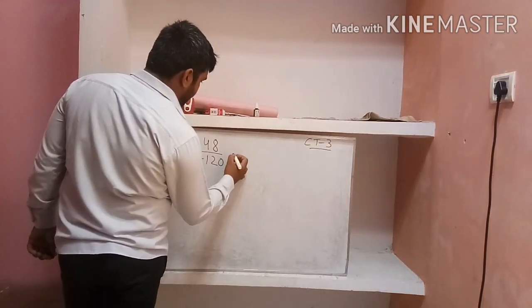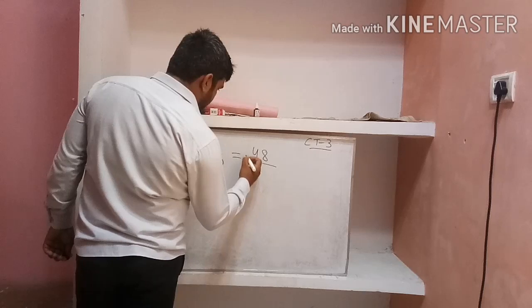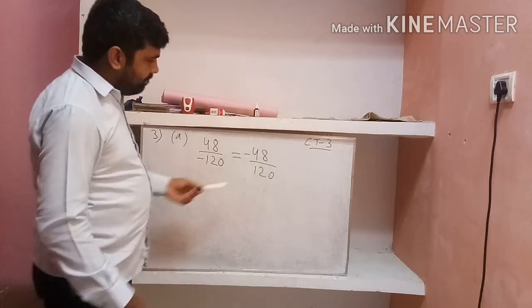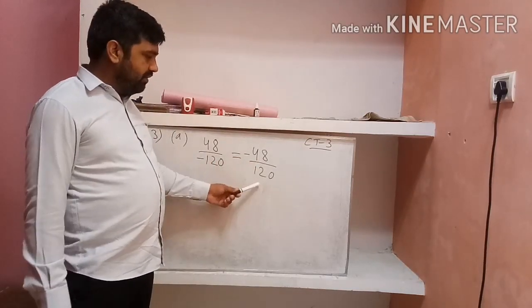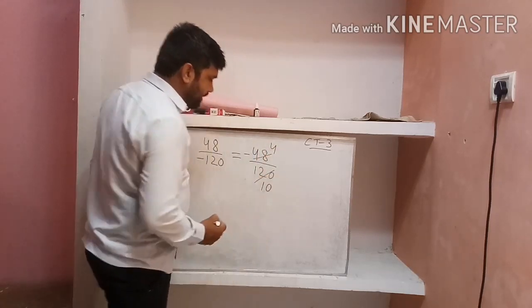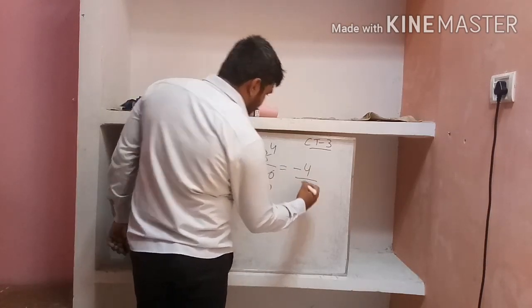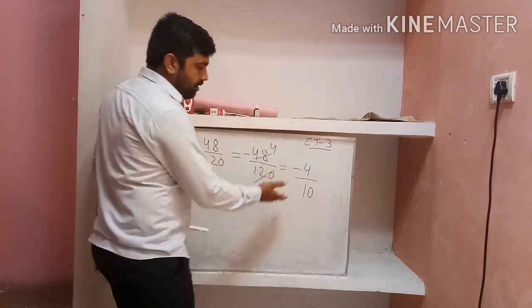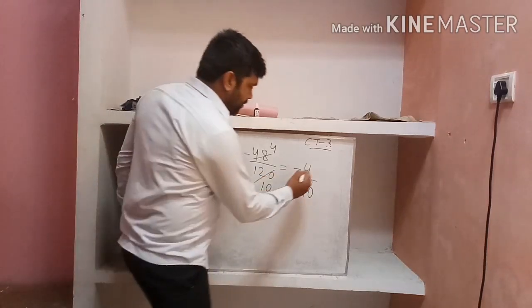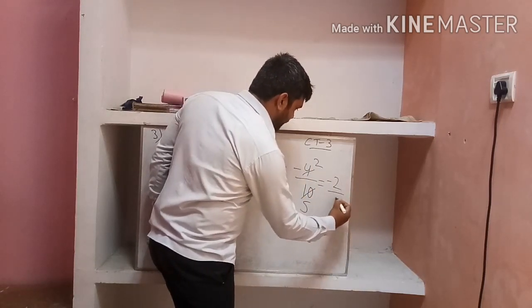Now see how we can do it. At present you can see this is minus 48 upon 120, and 48 and 120 are both divisible by 12. 12 fours are 48, 12 tens are 120. So first I divide: 12 fours are 48 and 12 tens are 120. Now I got minus 4 by 10. Again this minus 4 by 10 is divisible by 2, because 2 is a common factor for 4 and 10. Again you divide it: 2 2s are 4, 2 5s are 10. Now I got minus 2 by 5.